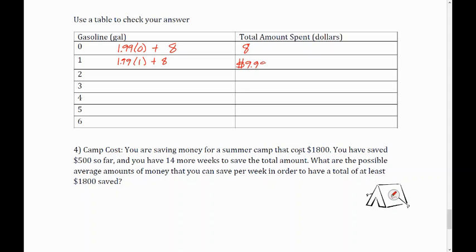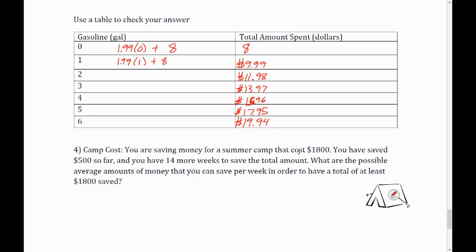$9.99. And if we continue this pattern, it would be 11.98, 13.97, 14.96. No, sorry, 15.96, then 17.95, and 19.94. Okay, and all of these are in dollars. So you can see at 6 gallons, $19.94 is just below $20.